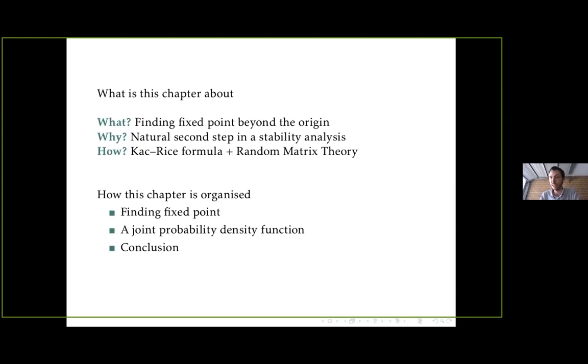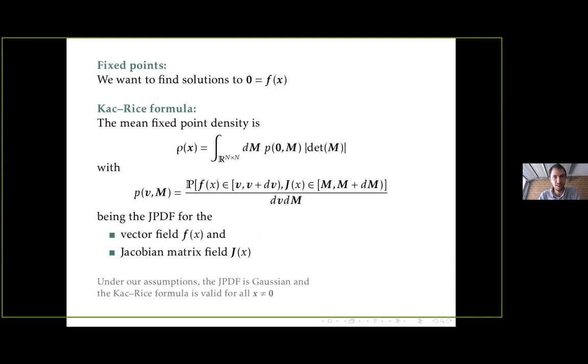The approach is again based on a technique from random matrix theory called the Kac-Rice formula. Let me skip the outline. It's clear from what we are going through. We're going to look for fixed points of this system. We know there's a fixed point at the origin, but what else? The Kac-Rice formula is going to help you do that. Basically, it will give you the mean density of fixed points through this formula.